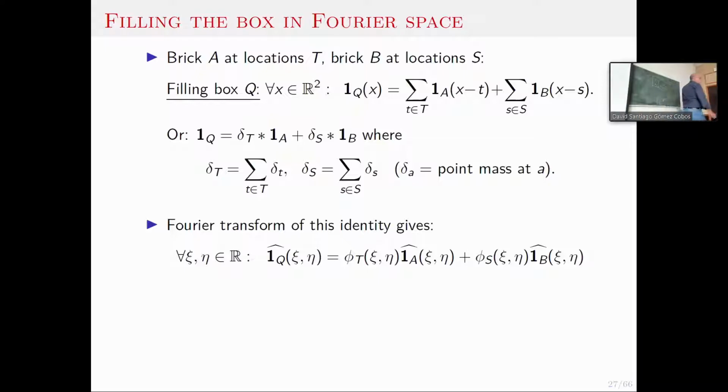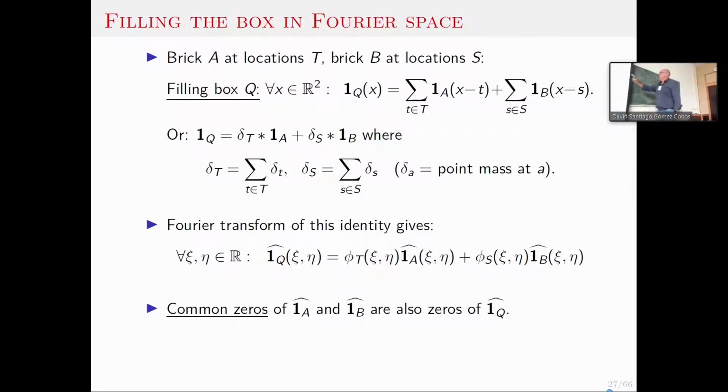What are these? These are trigonometric polynomials. Each of them is a finite sum of Dirac masses. If we go to the Fourier side, we'll get a finite sum of exponentials. So trigonometric polynomials. These will play absolutely no role in the proof. That's why I don't say more. But what we can see from here is that if you have a common zero of this function and this function, it will also be a zero of this. Correct? No matter what the phi do. So common zeros of 1_A hat and 1_B hat will also be zeros of 1_Q hat.